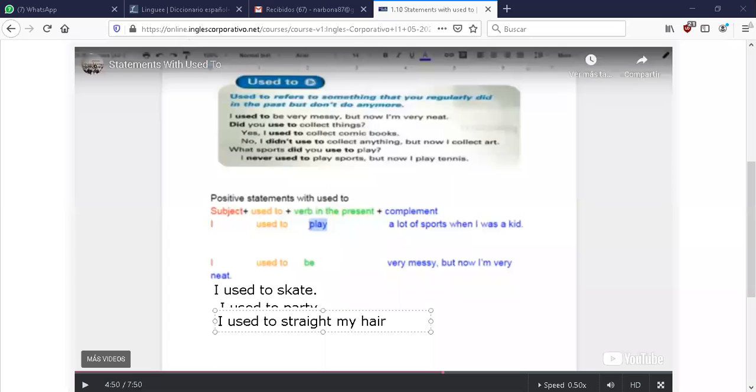And now I puedo usar el used. No sé cómo usar el cabello rizado. But now I have curly hair. Now I have curly hair. Okay, nice. Yo solía alisarme el pelo, pero hoy lo ando colocho.